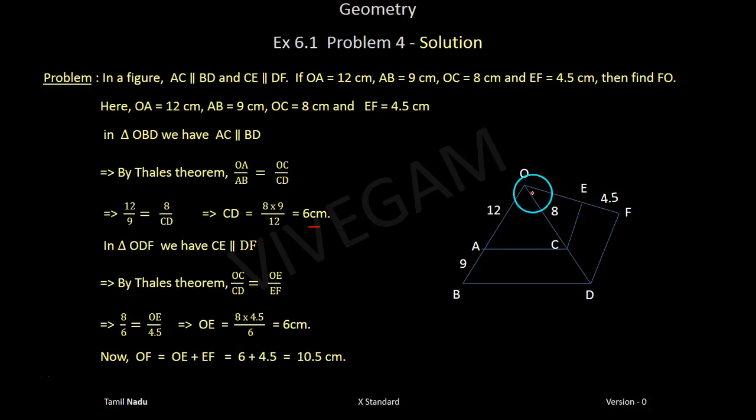Now OF will be OE plus EF. If you look at the diagram, it will be clear. We just calculated OE to be 6 centimeter, and EF is already given 4.5. So you add up, you will get OF as 10.5 centimeter. So I think I made the problem easy. If not, please go through the video one more time. It will become clear. Thanks for watching this video.